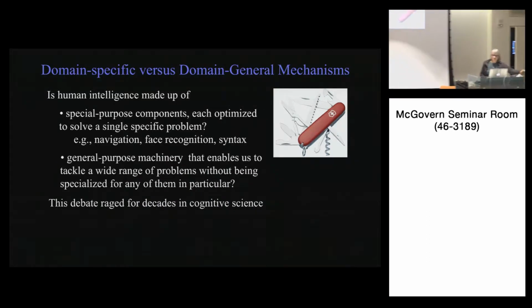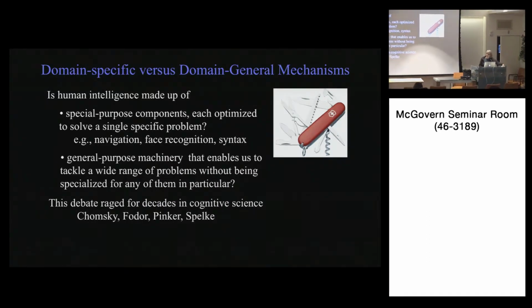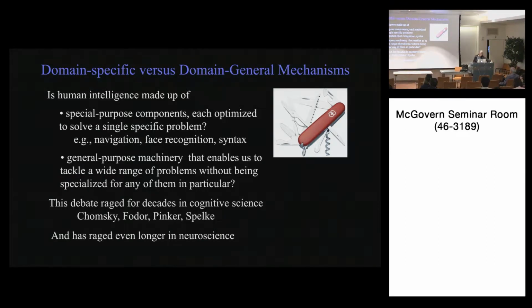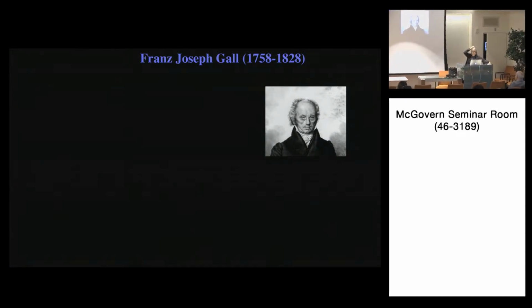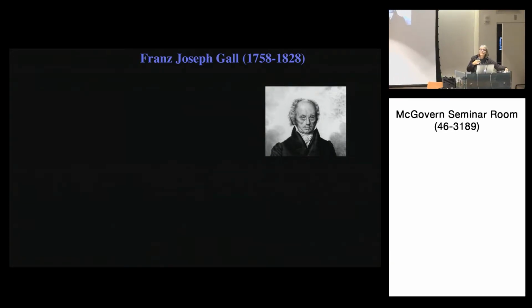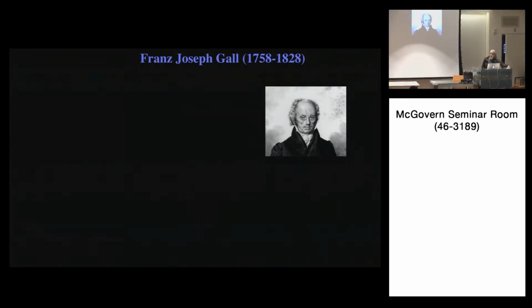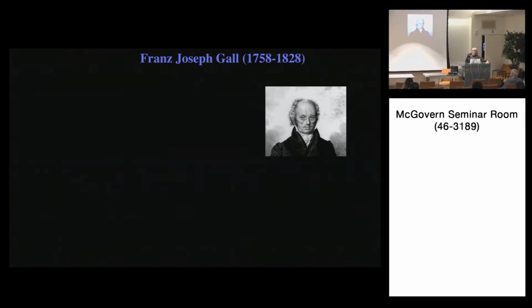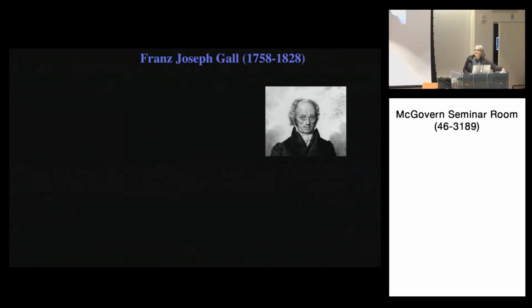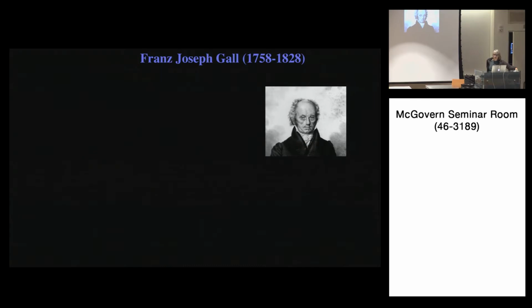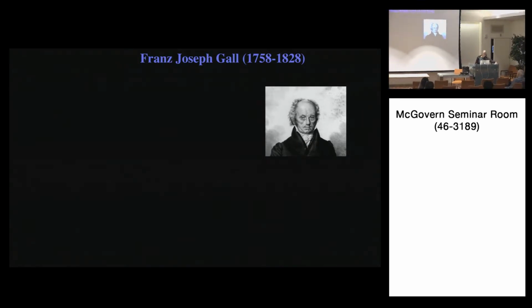Okay, so this question has just raged in the field in various versions for a very long time. And it's raged even longer in neuroscience, where you have the infamous Franz Joseph Gall, who was also a very accomplished Austrian neuroanatomist, who went around Europe giving lectures on the human brain and doing public dissections. And there were lots of bitter battles between him and his rivals about his basic idea that there are special purpose mechanisms in the brain. But no one disputed his neuroanatomical prowess.